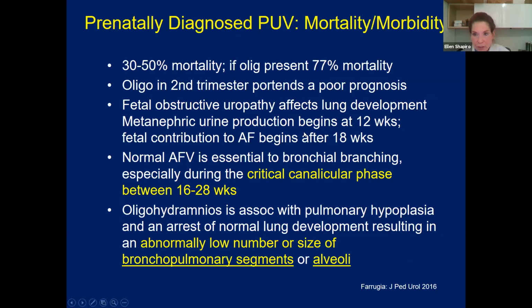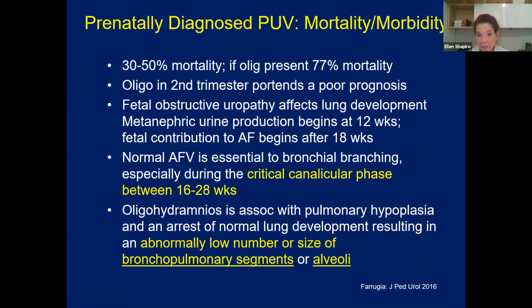So what about the mortality and morbidity involved in these prenatally diagnosed cases? There's 30 to 50% mortality, and if oligohydramnios is present, it's as high as 77%. If oligohydramnios is present in the second trimester, this portends a poor prognosis.